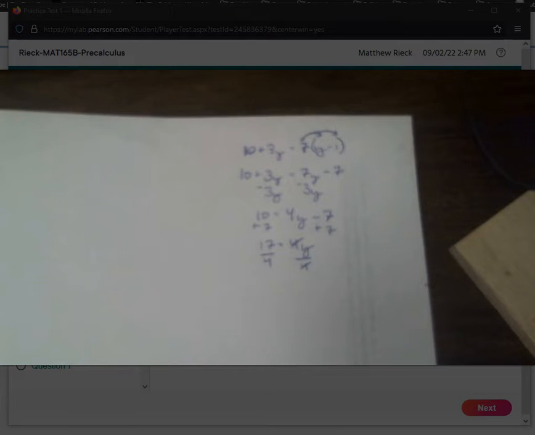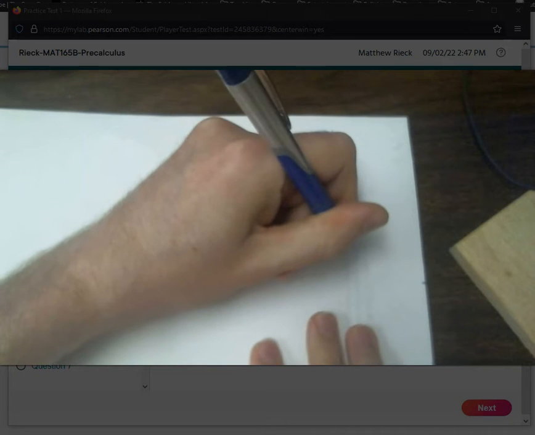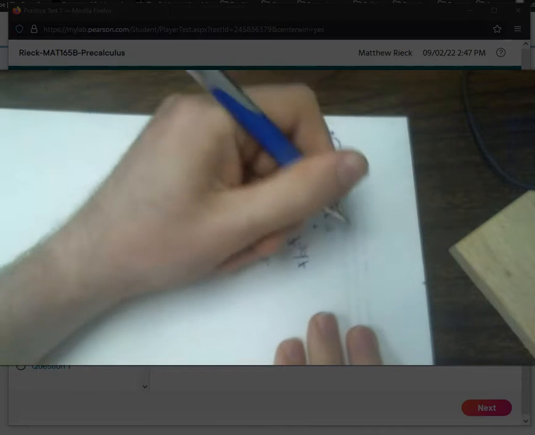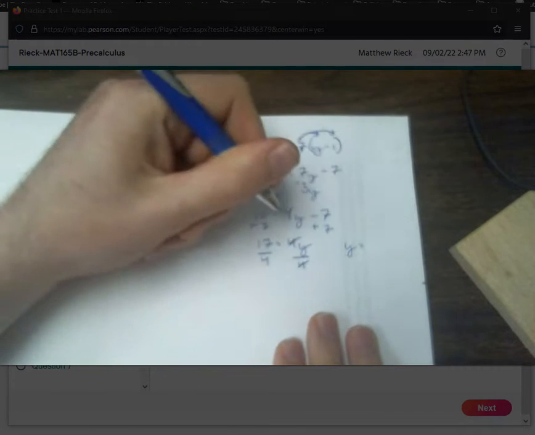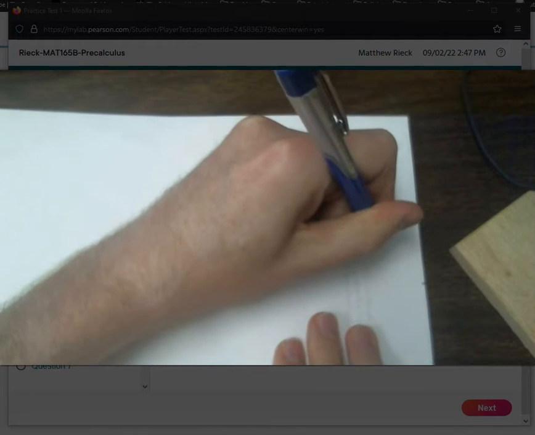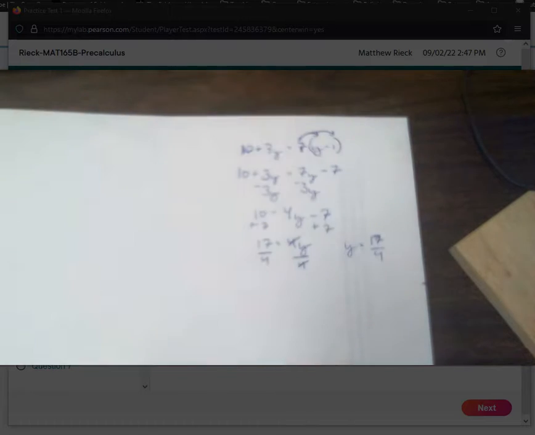All right, so again, as long as you multiply or divide the same thing on both sides of the equal sign, we're safe. We haven't changed our solutions at all. So our equations are going to be equivalent. So what we're left with is y equals 17 over 4.